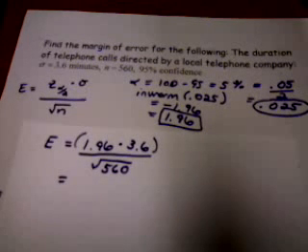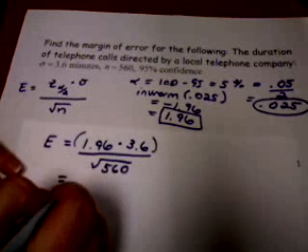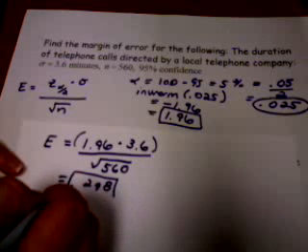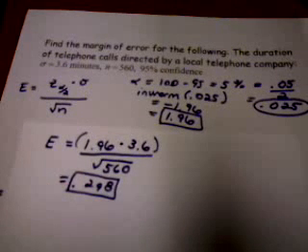Okay, so let's find our margin of error. All right, so my margin of error, to 3 significant digits, is 0.298. Okay, that's my margin of error. Okay, that's the second part of this lesson. And then the third part of this lesson involves finding your sample size given all the other information.